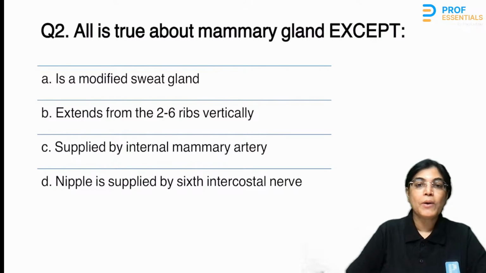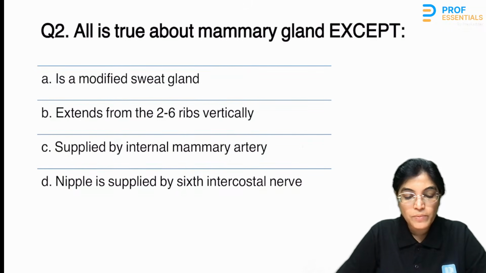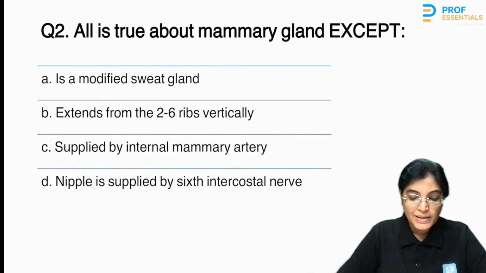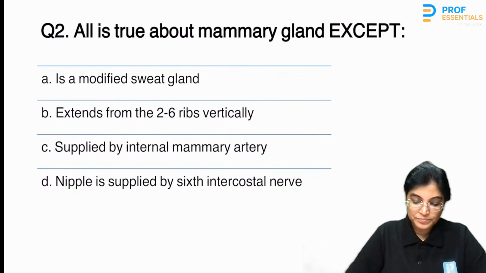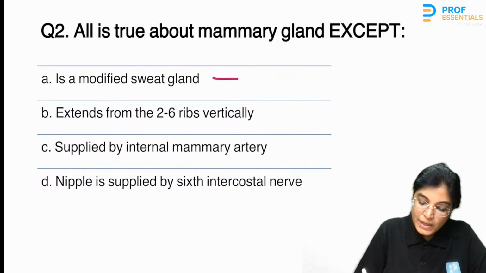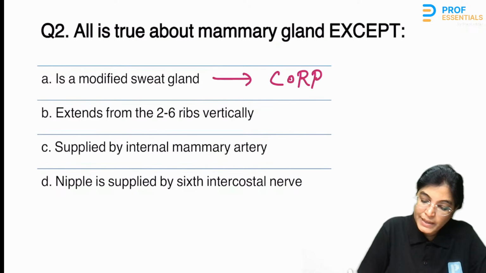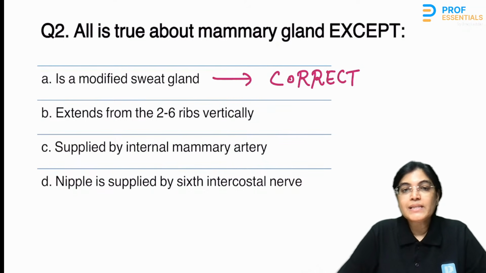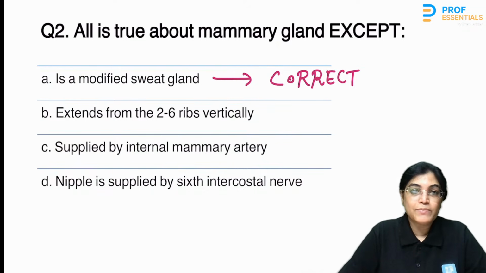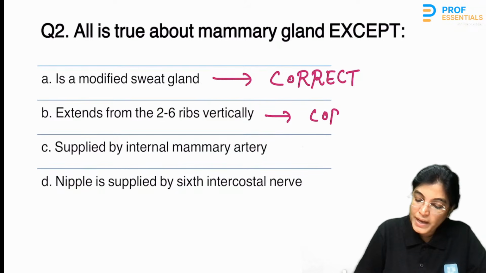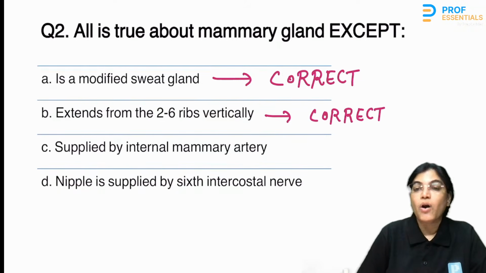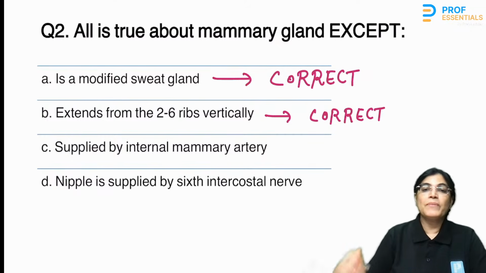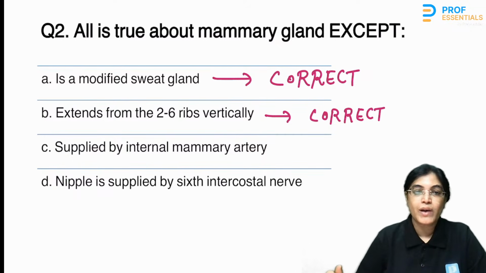Now, all are true about mammary gland except. It's a modified sweat gland. This is absolutely correct. I have told you in the introduction that the breast or mammary gland is a modified sweat gland. So this is a correct statement. We have to choose the incorrect one. Extends from second to sixth rib vertically. This is also absolutely correct. I have told you the vertical extent of the mammary gland is from the second rib to the sixth rib.